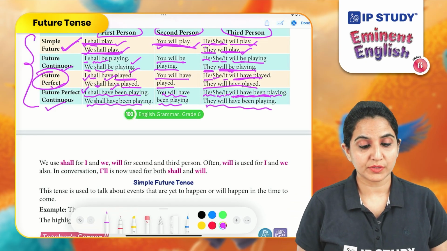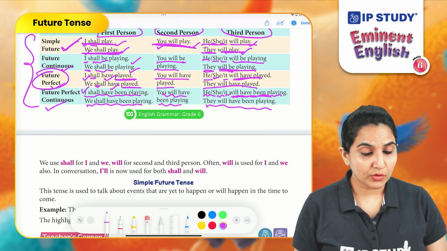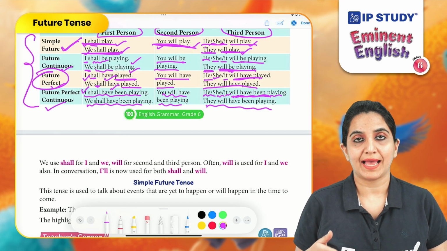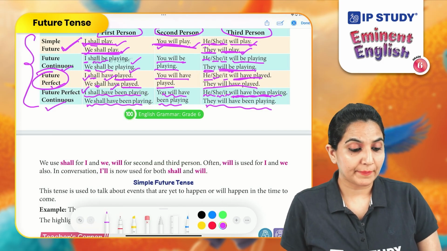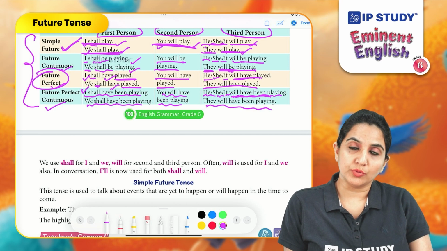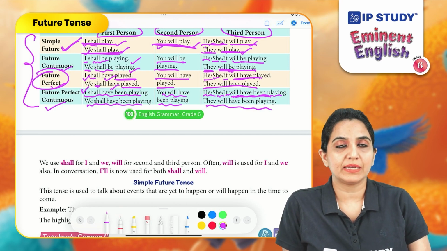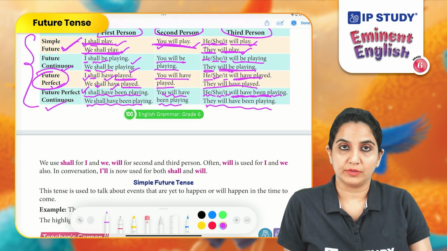With the first person, singular and plural, we use shall. Along with shall, we will use have been, and the ing form of the verb, because this is future perfect continuous tense. With the second person, you, and with the third person, we will use will along with have and been and the ing form of the verb.